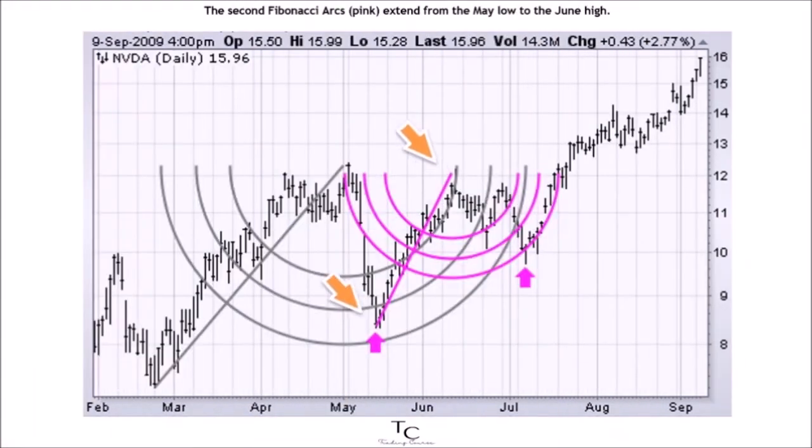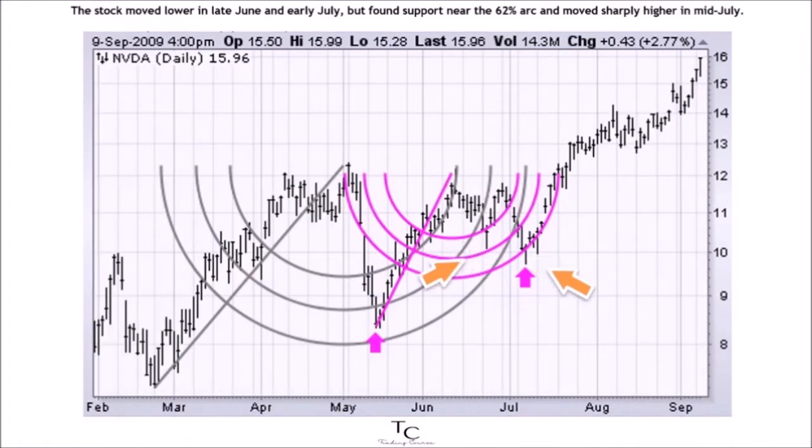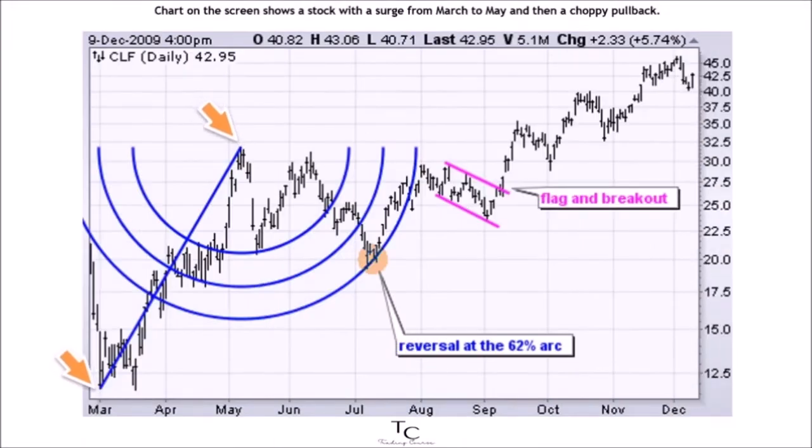The second Fibonacci arcs, pink, extend from the May low to the June high. This advance is shorter, so the Fibonacci arcs are not as wide. The stock moved lower in late June and early July, but found support near the 62% arc and moved sharply higher in mid-July.